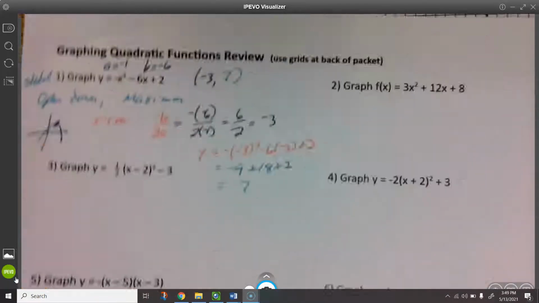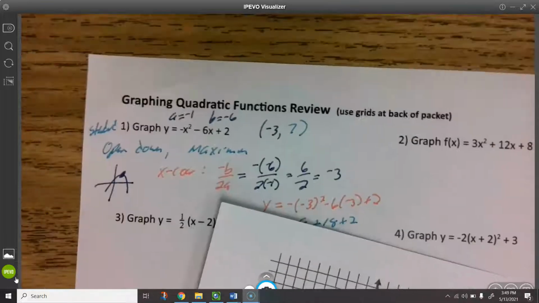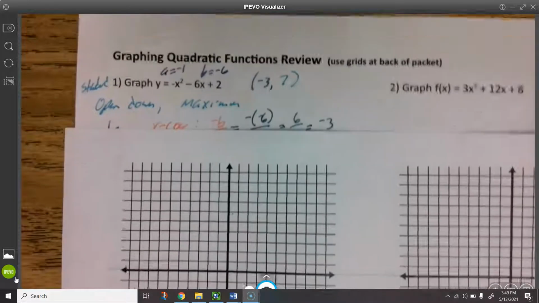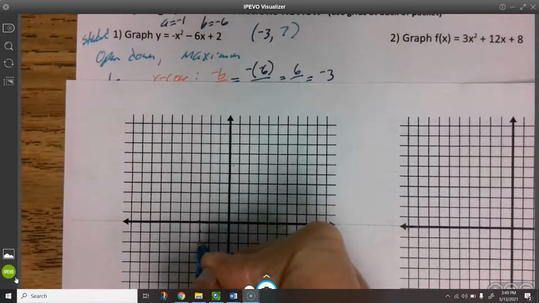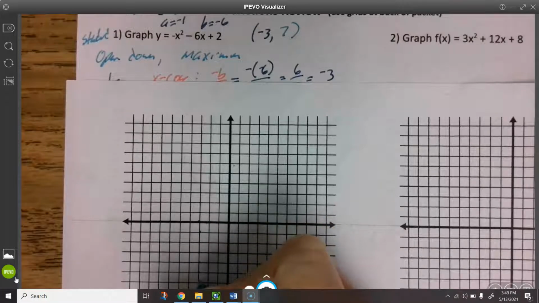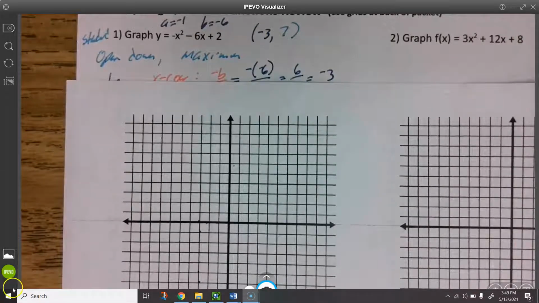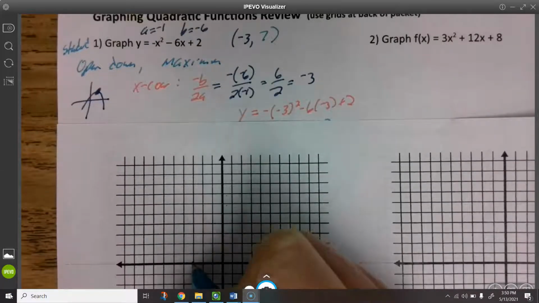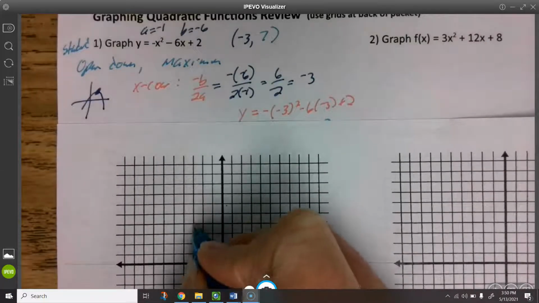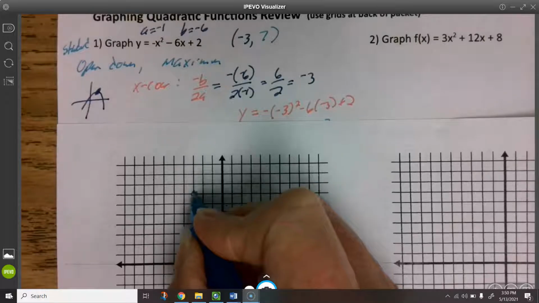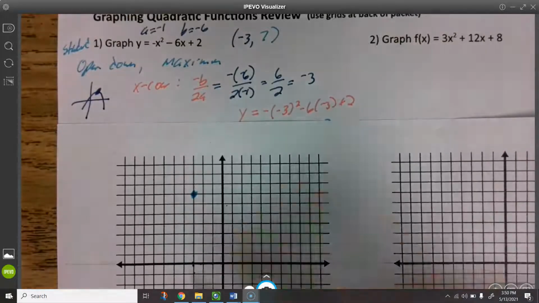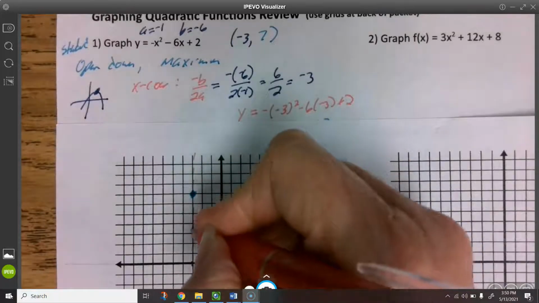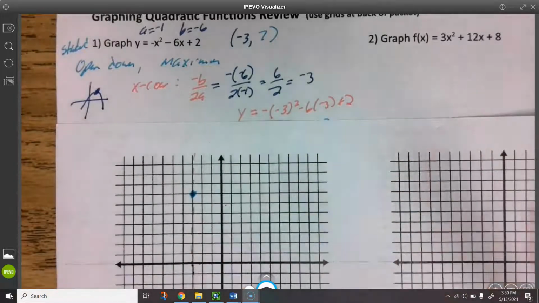Oops. See if we do it this way. So, our vertex is negative 3, 7. The x-coordinate is negative 3. The y-coordinate is 7. 1, 2, 3, 4, 5, 6, 7. Hopefully you can see that. Now, that's your axis of symmetry. So now we're going to use that axis of symmetry, and we're going to come up with more points.